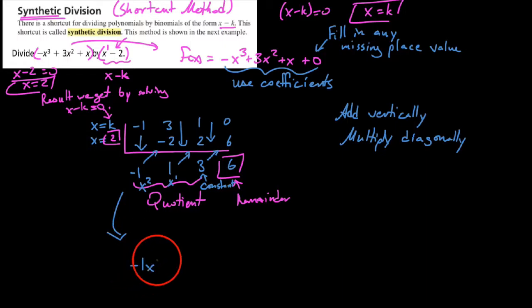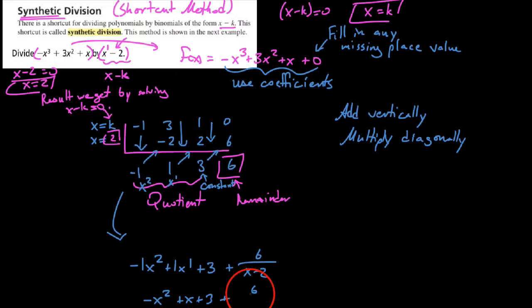We get -1 x squared plus 1 x to the first plus 3 constant plus 6 over the thing we were dividing by, which was x minus 2. So to write this a little bit more cleanly, I'd say -x squared plus x plus 3 plus 6 over x minus 2. This would be our quotient right here that we got. And we did get a remainder.